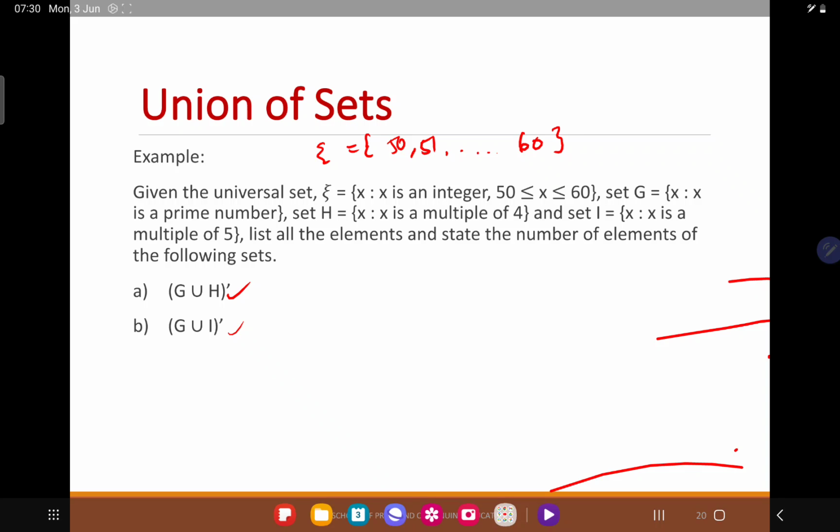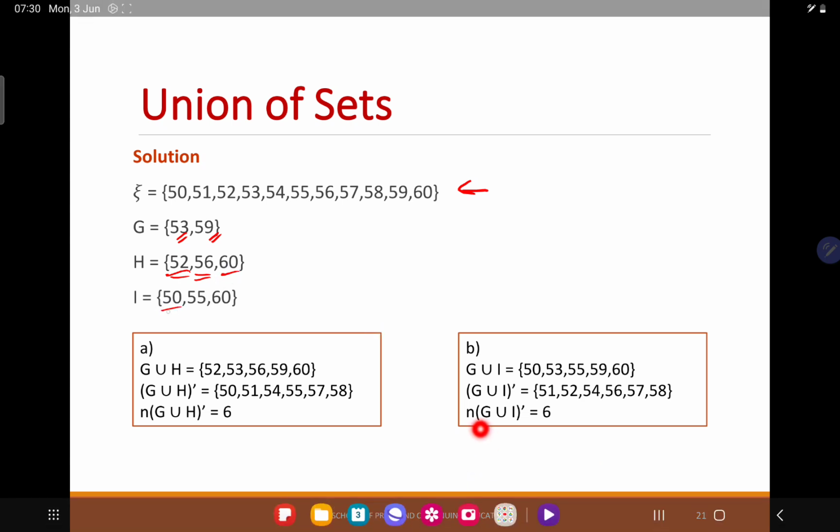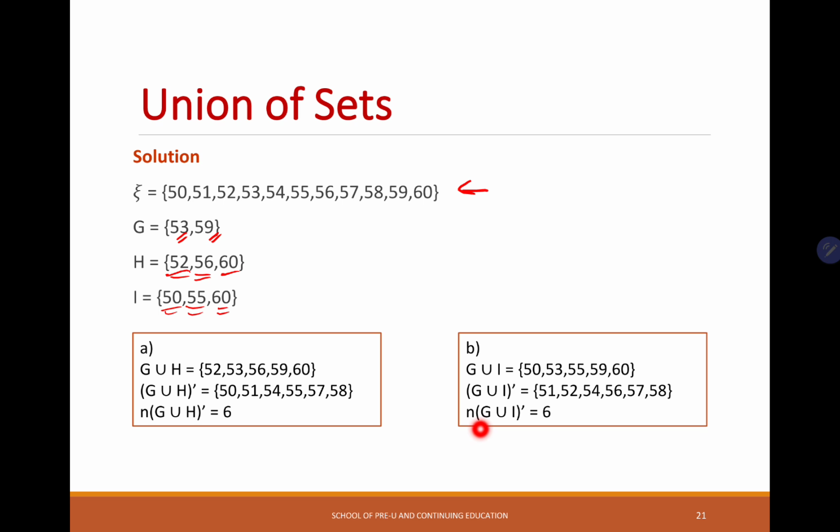The first one, we have the universal set from 51 until 60. For set G, it is the prime numbers, so we have 53 and 59, which come from the universal set. H is the multiples of 4, which are 52, 56 and 60, and for I, we have multiples of 5, which are 50, 55 and 60.